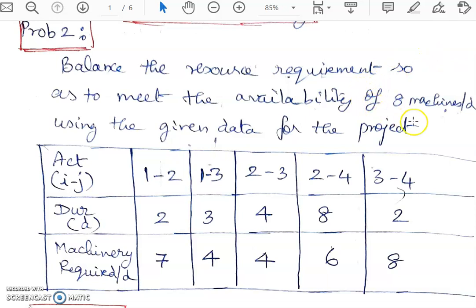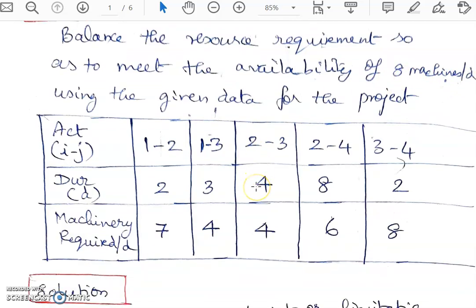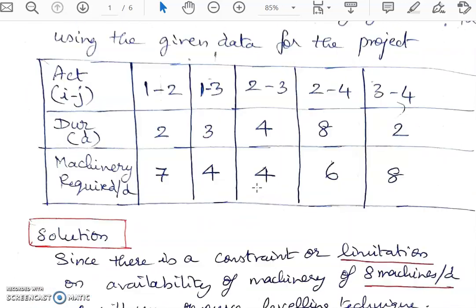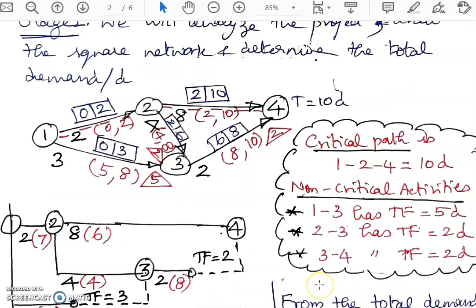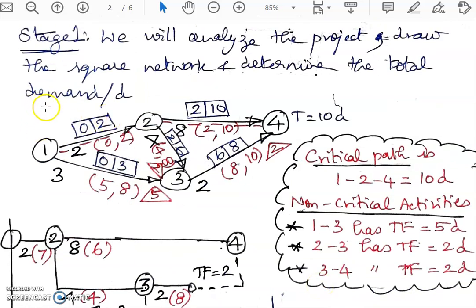And since there is a restriction on the availability of resource, which is 8 machines per day, we have to go for a resource leveling problem. So we'll go to the solution. The solution says that since there is a constraint or limitation on the availability of machinery of 8 machines per day, we have to use the resource leveling technique. As usual, we start with stage 1 by analyzing the project and identifying the critical path and drawing the square network for that.